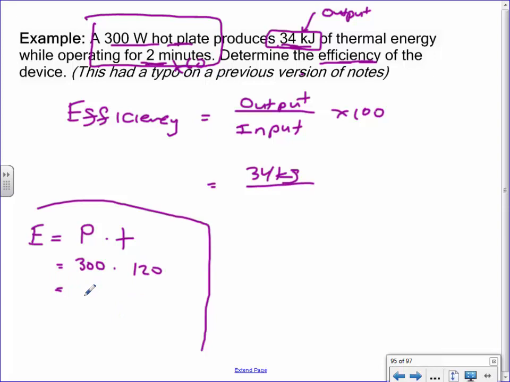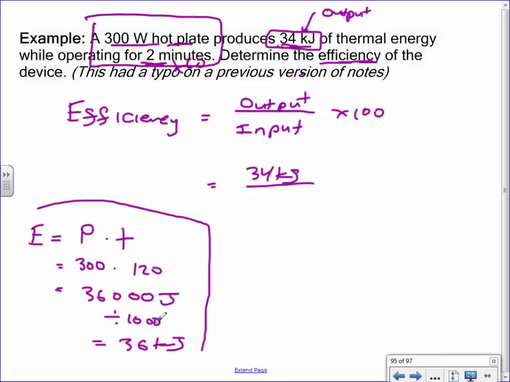So if anyone has their cell phone or calculator nearby, what's 300 times 120? 36,000? Now that's in joules. So you need to pay for energy as though you use 36,000 joules. Here's the problem, though. This unit right here was in kilojoules. You're going to have to switch one of the two. The most likely thing to do here is let's divide this by 1,000. And if you divide it by 1,000, it means you have to pay for 36 kilojoules.